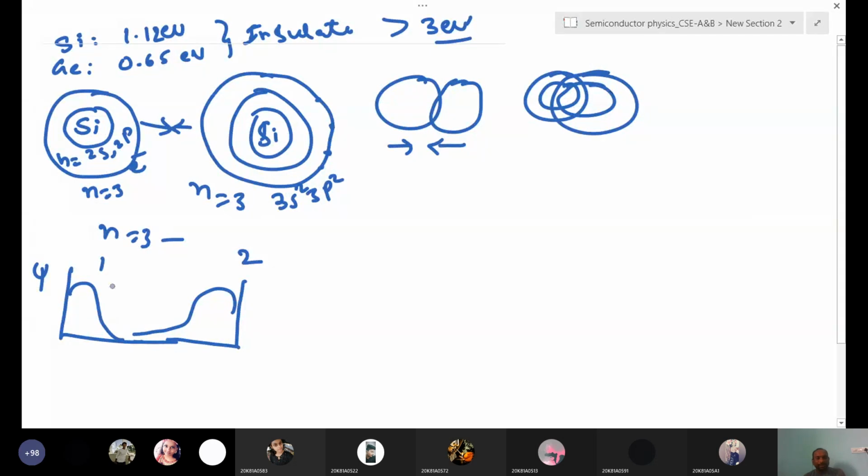Each electron has some energy state, like we have drawn earlier. Here also each atom has some energy levels. These two energy levels split into two energy levels.